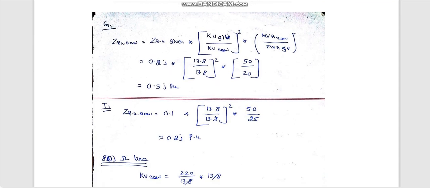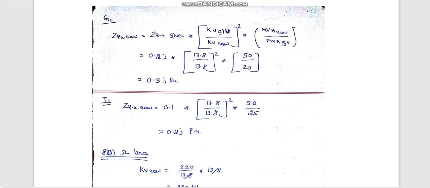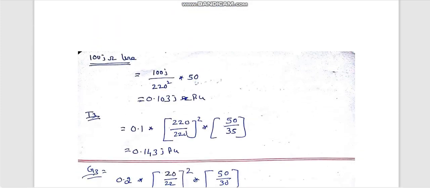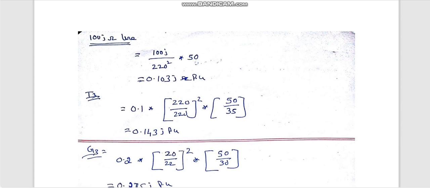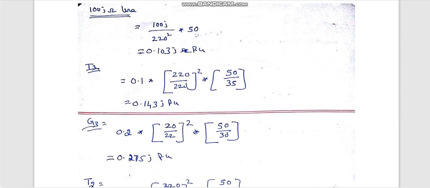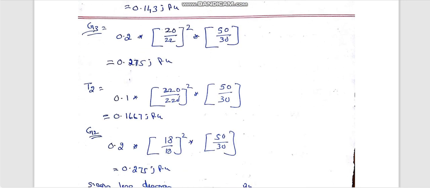We already know the formula. Z per unit new is equal to Z per unit given into kV given by kV new square into MVA new by MVA given. By using this formula, we find the value for generator 1, transformer 1. Then for the 80j ohm, we use a different formula. Z per unit new is equal to Z actual divided by kVb new square into MVAb. Z actual is given in your problem. This is the answer for that 80j ohm. Next, we solve the 100j ohm transmission line. Next, we solve T3, G3, T2, G2.